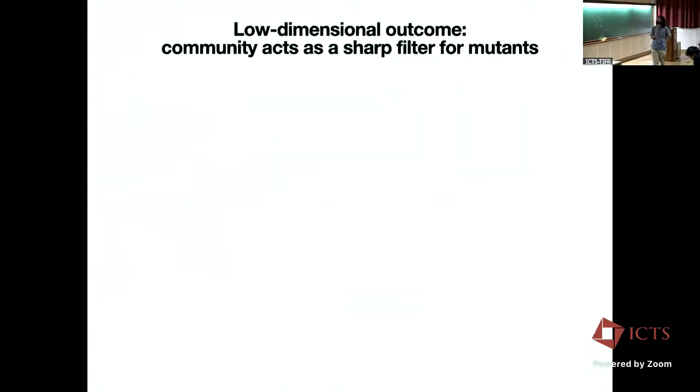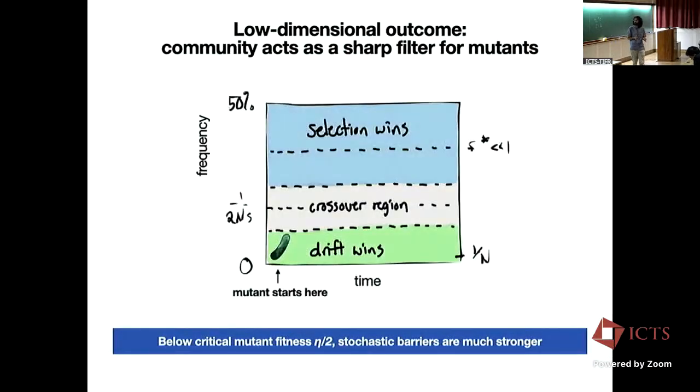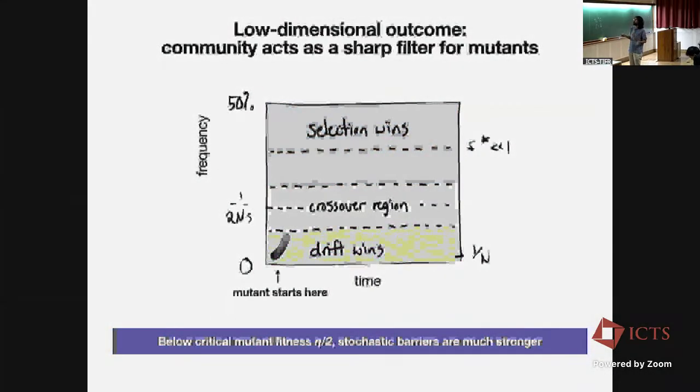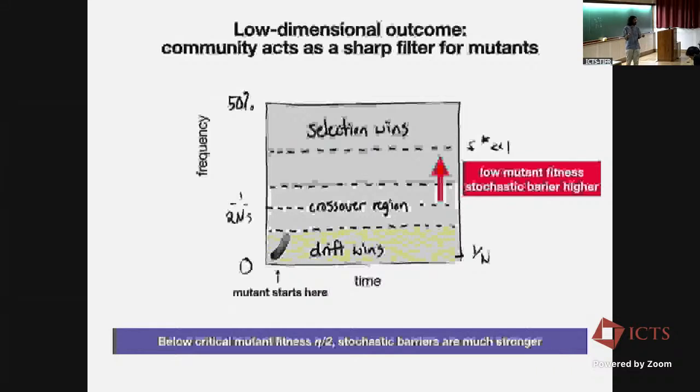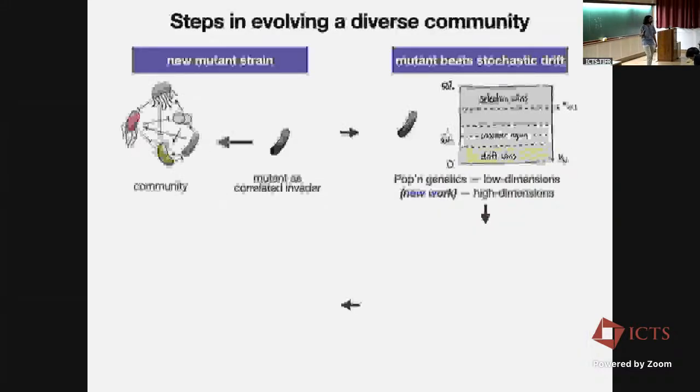Okay, and so the low-dimensional takeaway from this is that the community, we think, essentially acts as a sharp filter for mutants. So below this critical mutant fitness eta/2, stochastic barriers are much stronger. If you want to think about the old picture that we started off with, if you have low mutant fitness, and by low I mean lower than this eta/2, this stochastic barrier is much, much higher than you would expect in the absence of the community. And if you have high mutant fitness, higher than the critical eta/2, then this stochastic barrier is much, much lower. Yeah? Okay, so that was step 2.